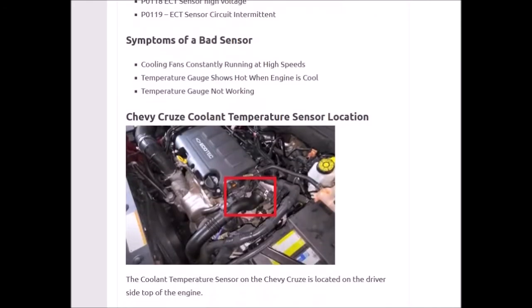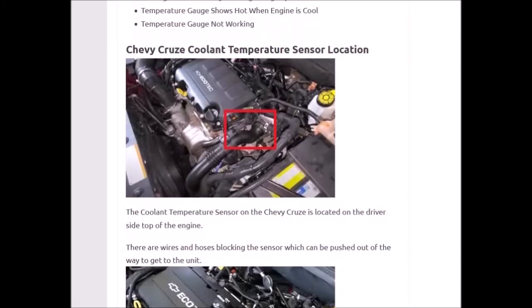So what would be some symptoms if it is the engine coolant temperature sensor? Well, the cooling fans might be running at really high speeds. The temperature gauge might show hot even right when you start it up. You know the engine's cool, but it's showing hot for some reason, or it's all over the place, or the temperature gauge just is not working at all.